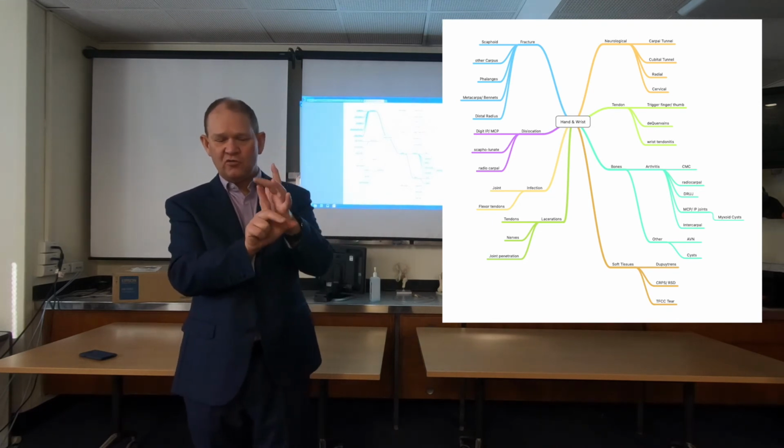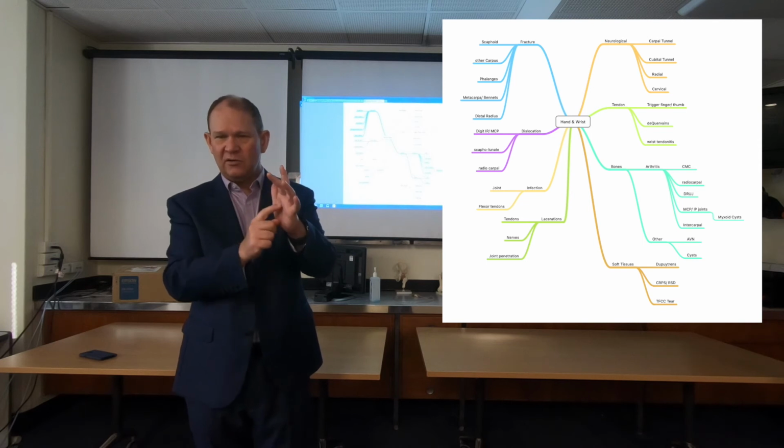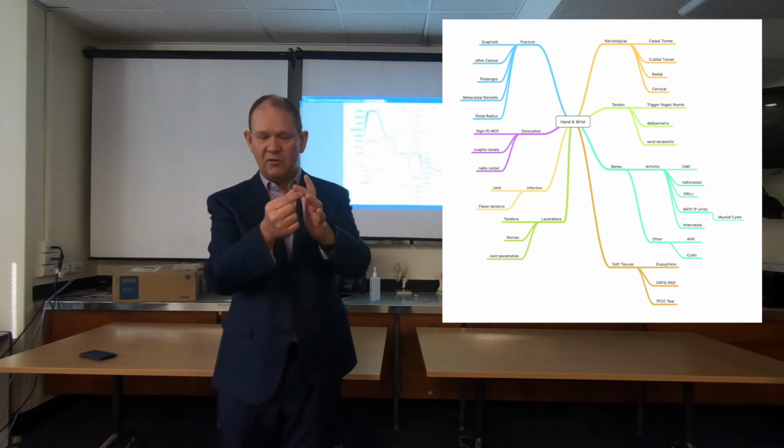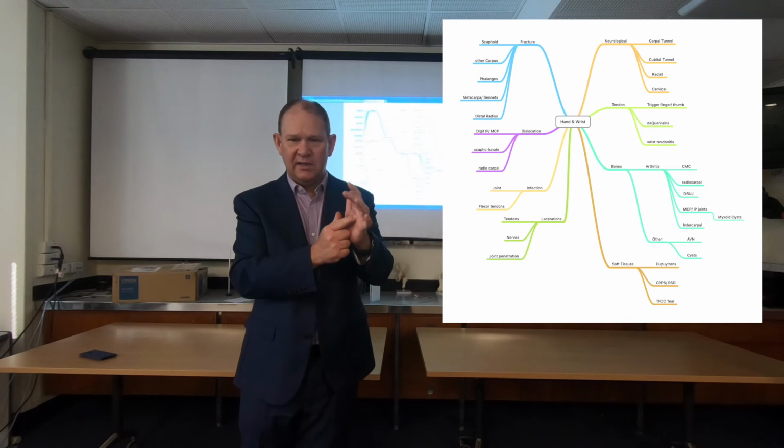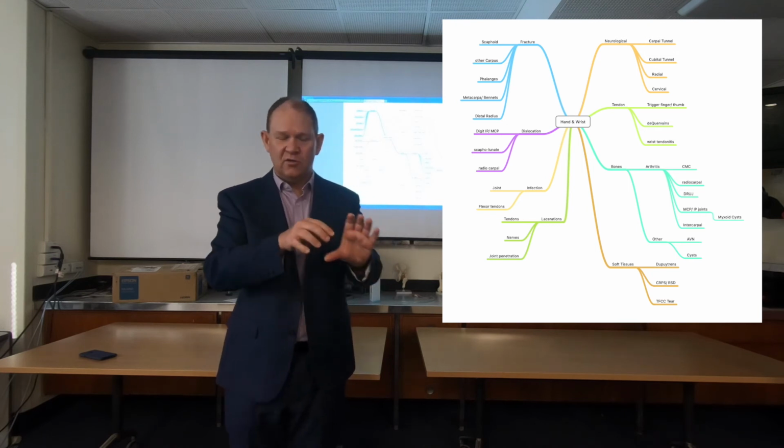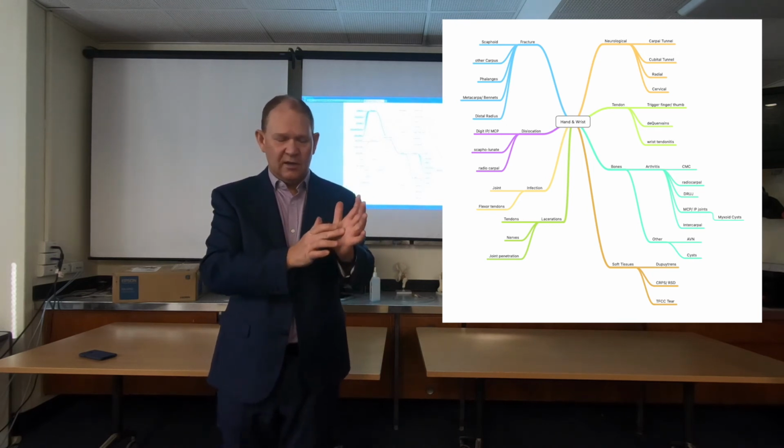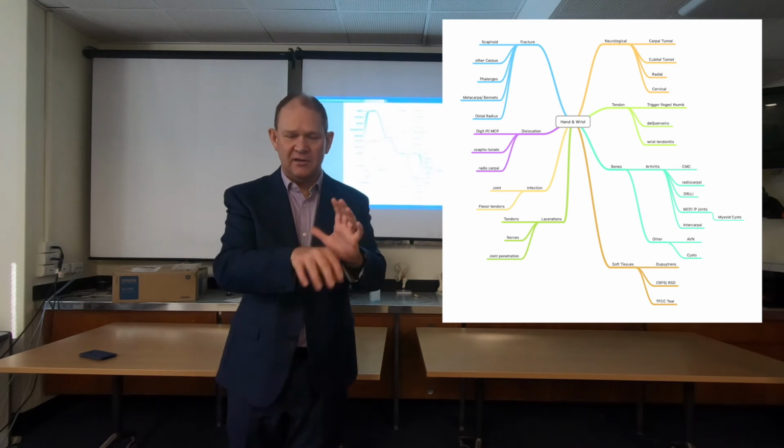Otherwise, it would bowstring as you pulled on it. It cuts across the corner when you flex it, so these pulleys hold it down. But right here, there's a pulley that can trap a tendon. What happens? A nodule develops in the tendon.